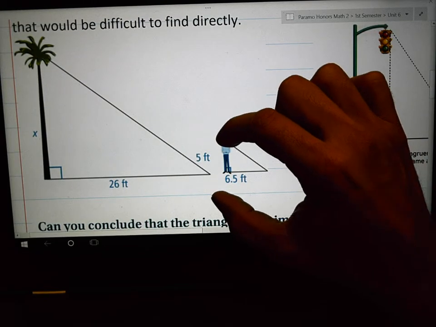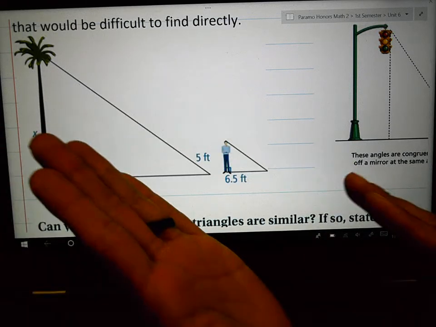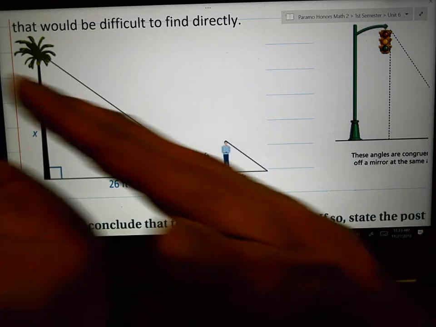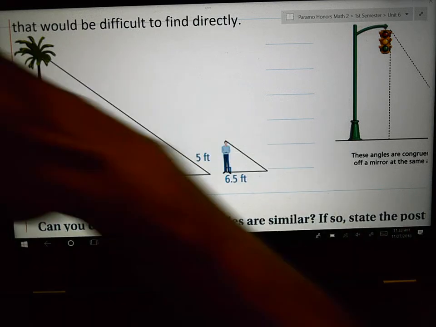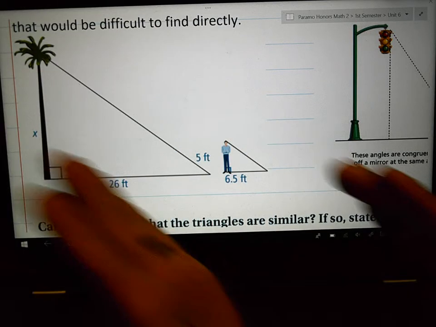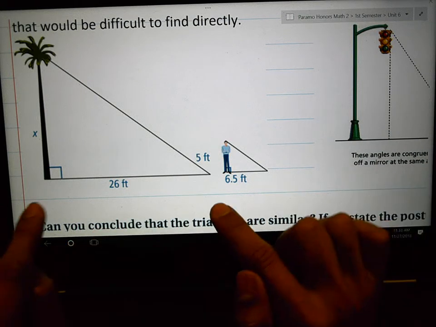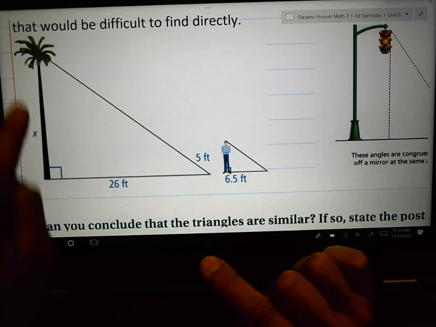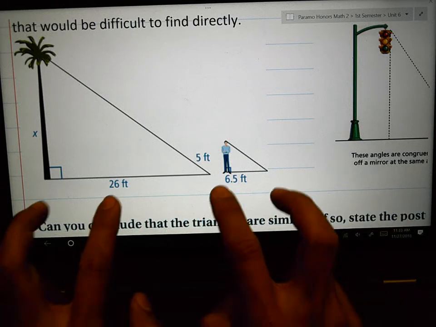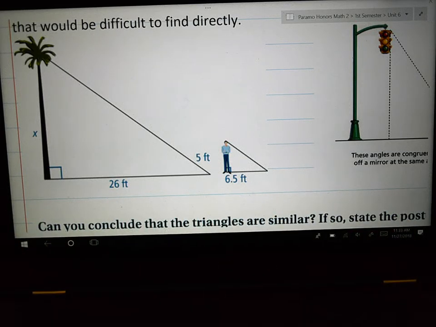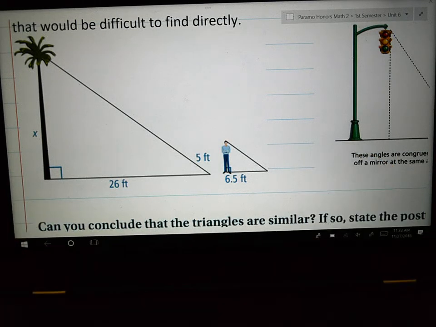If I know my own height and my shadow, then isn't this angle going to be pretty much the same, due to the sun? I mean, the sun is so far away that the sun's rays are going to be coming at the same angle, right? That angle is going to be the same. The right angle, as long as you're standing straight up and down and the tree's going straight up and down, won't those two angles be the same? By angle-angle, aren't they going to be similar to each other? And I can measure distances on the ground really easily.